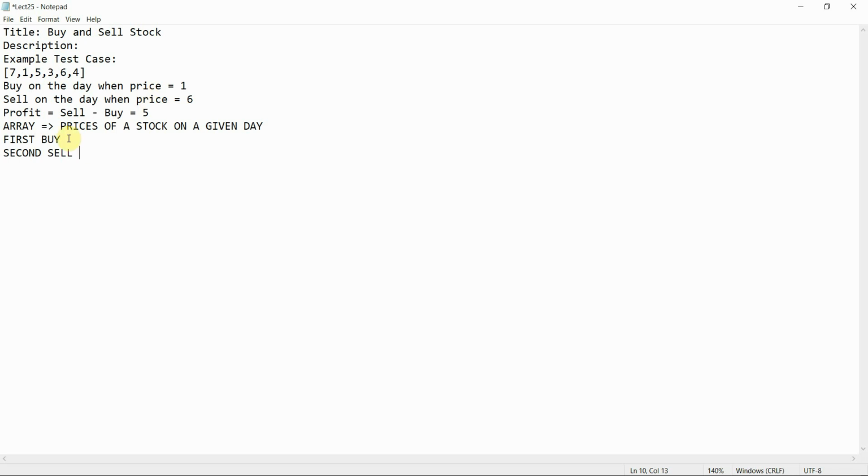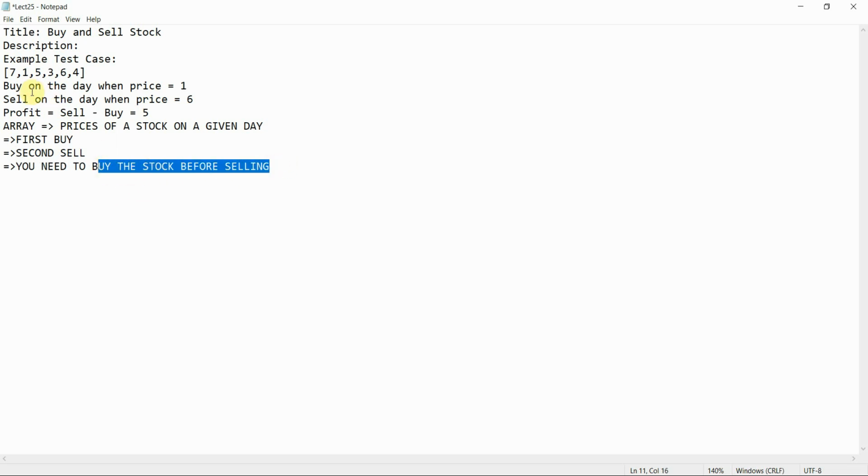So you need to check the flow, that first you need to buy. First you can buy, and in the second you can sell. So that means that you need to buy the stock before selling. That sounds pretty much obvious, but I'm specifying this just to take care of the condition that you need to buy the stock before selling.